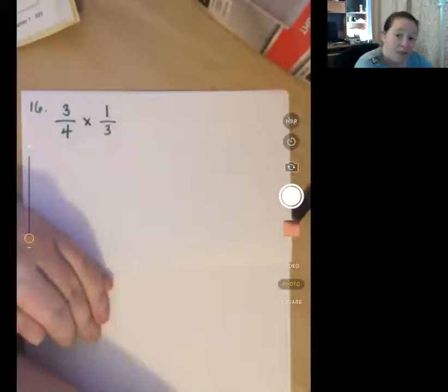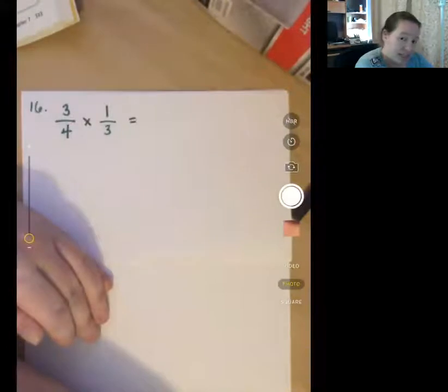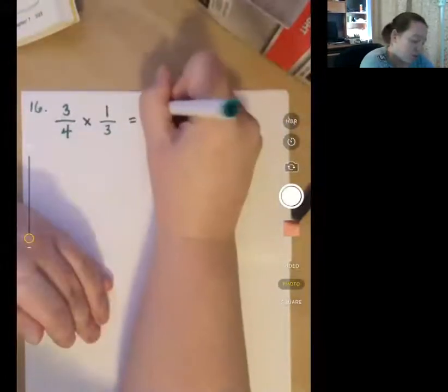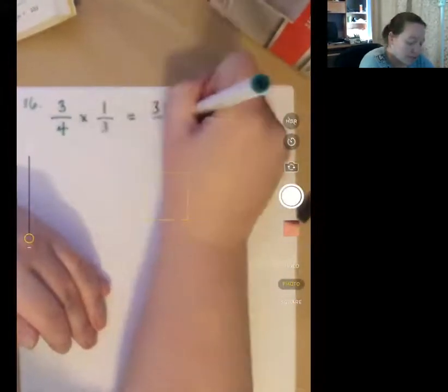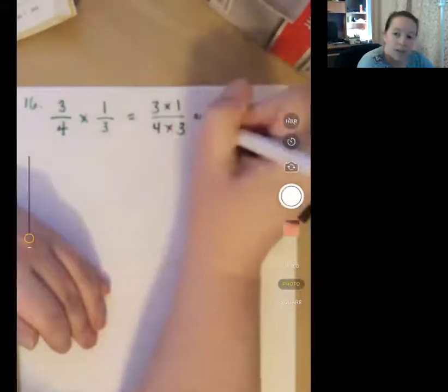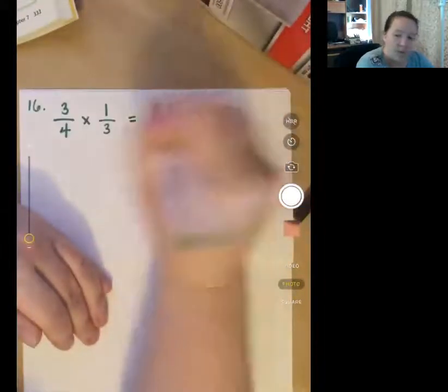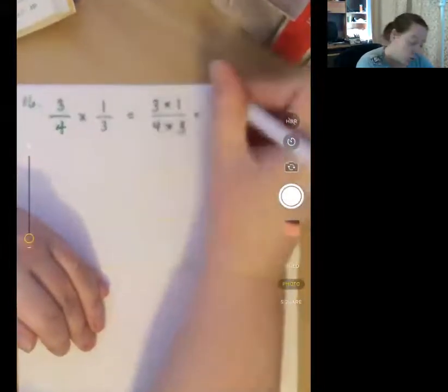So the problem it's showing is 3/4 times 1/3. And then we can actually solve that. So the 3 times the 1 goes on the top. The 4 times 3 goes on the bottom. 3 times 1 is 3. 4 times 3 is 12.